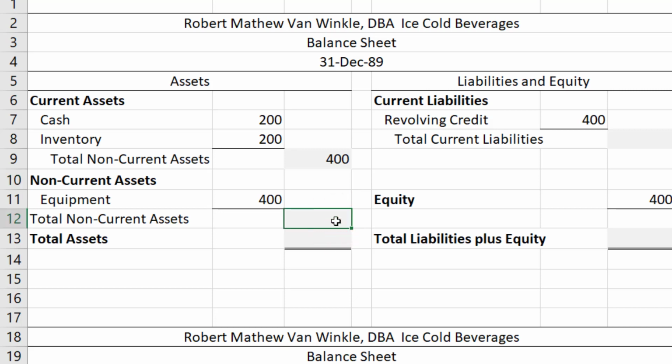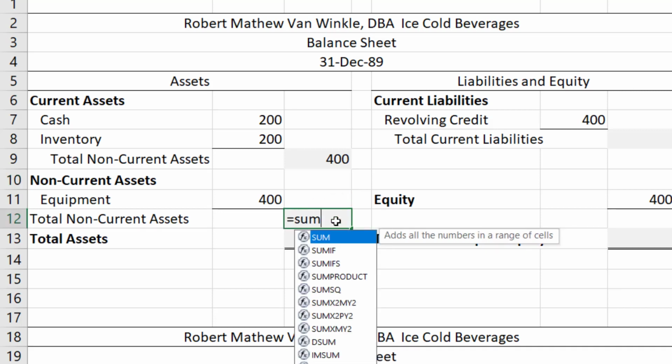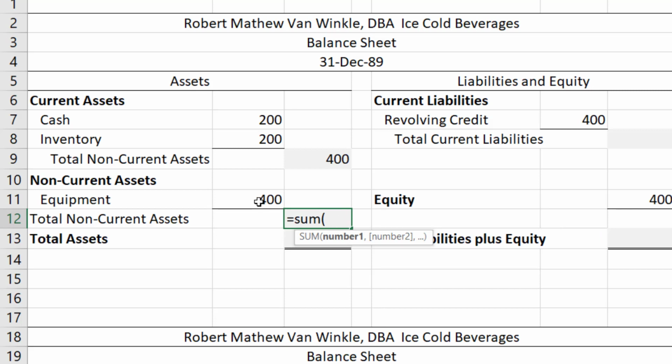Same thing for our non-current assets. It's just equipment, but we're going to use the sum function anyway, because if we expand our spreadsheet later, the sum function will automatically expand with that spreadsheet. So the exact same process.